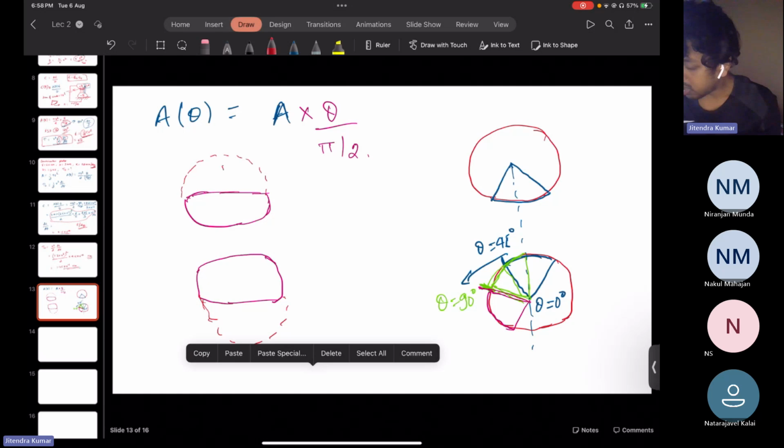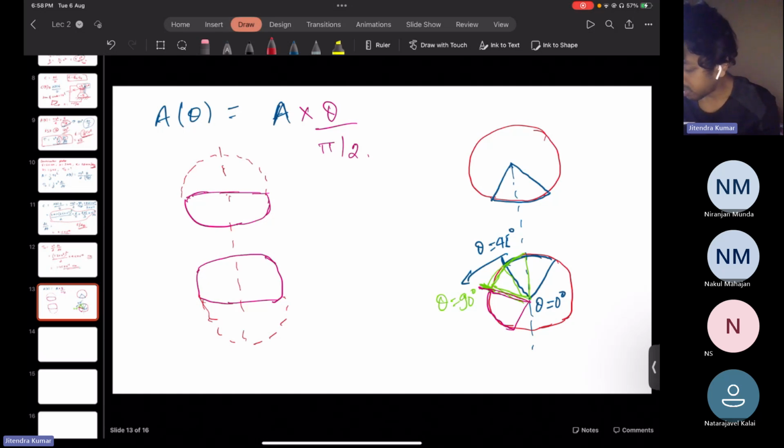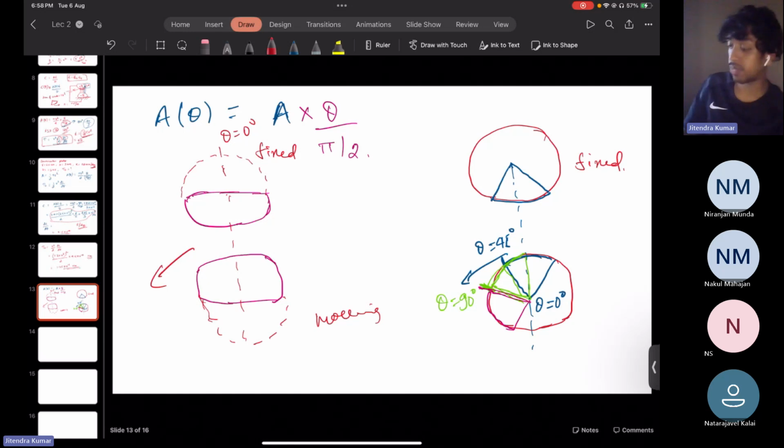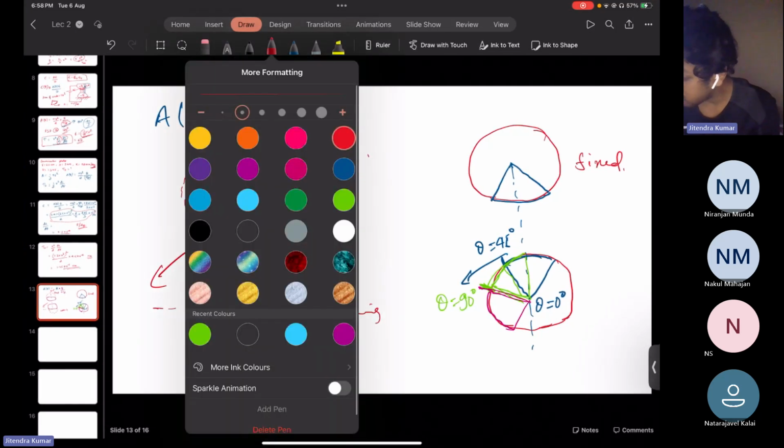So again, we will consider this as origin, theta equal to 0 degree. Let us suppose again it is fixed. It was also fixed. Now this plate 2 has started rotating. Till the next position, theta is equal to 90 degree, what will be the position? The origin will shift here, the new origin, and the semicircular plate will have something like this.